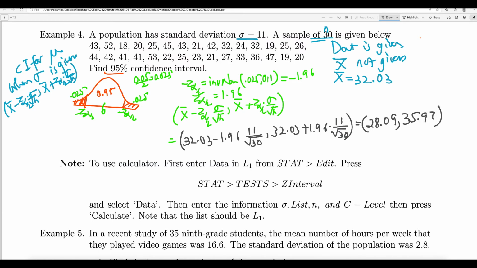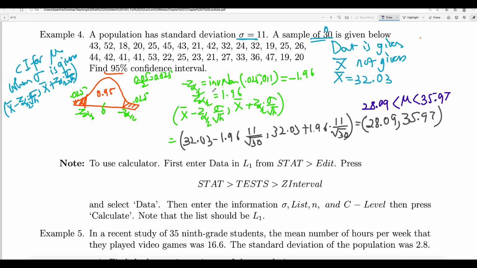In your online homework, you will see it like this. It gives you this value as 28.09 is less than mu, the population mean, which is less than 35.97. This is how you will have to enter it in your online homework.